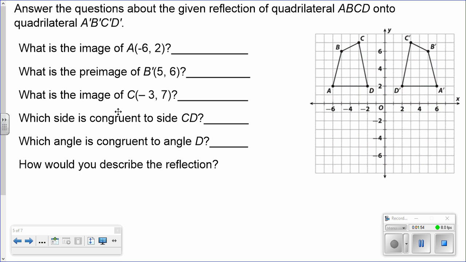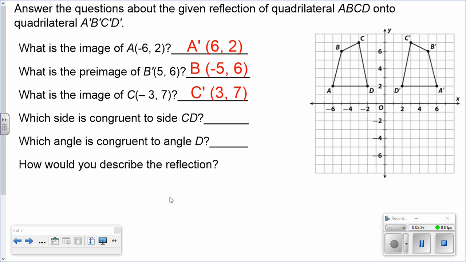So answer the questions about the given reflection of quadrilateral ABCD onto quadrilateral A prime, B prime, C prime, D prime. So the image of A, so we go over here and we want the image of A. So A is the pre-image, and so A prime is the image, so that is 6, 2. This one says find the pre-image of B prime. So here's the image, and so our pre-image is the B. And find the image of C. So here's C right here. So C prime is our image.